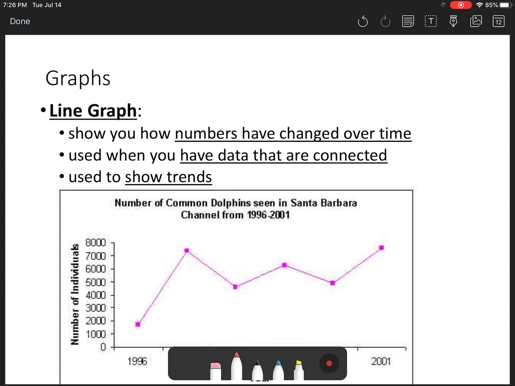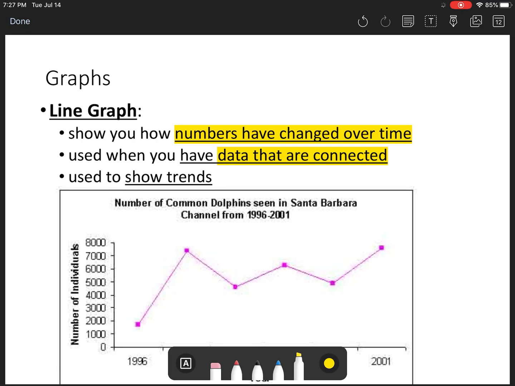Okay. And there's a number of different types of graphs that we can use. One of them is a line graph. That's when you're going to show how numbers have changed over time. And it also shows you data that are connected. So those are two main things that you're going to use to determine should this be a line graph or not. A lot of times if we see dates or things like that, we say, oh yeah, it's showing change over time, showing how much that plant grew over so many days. Then we know that's a line graph.